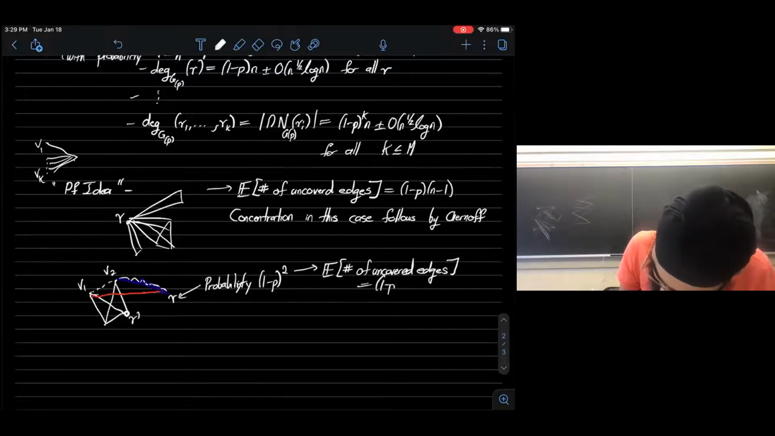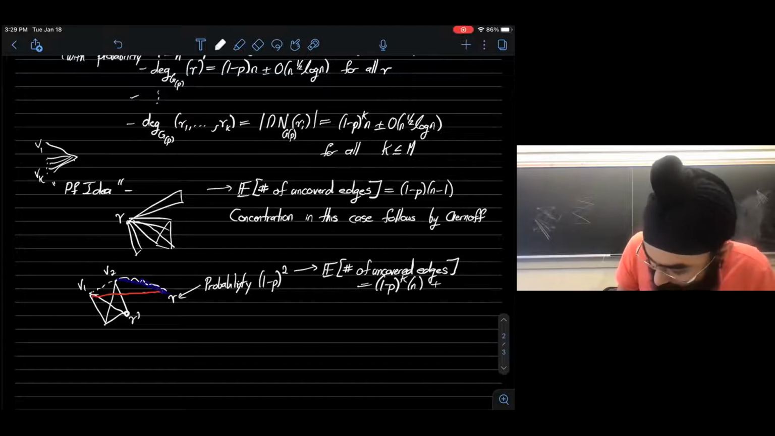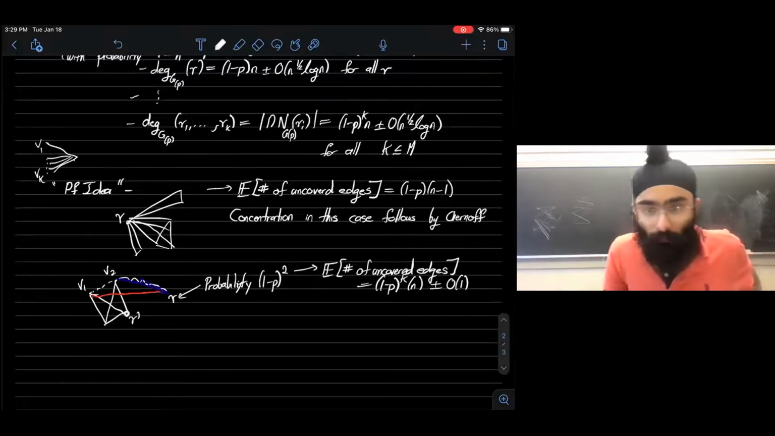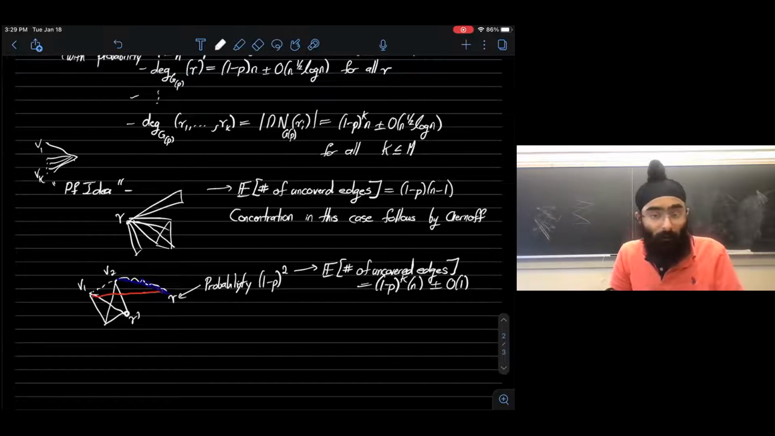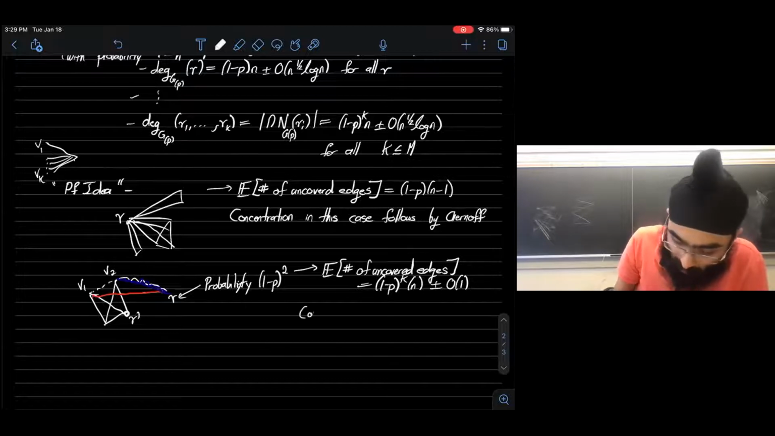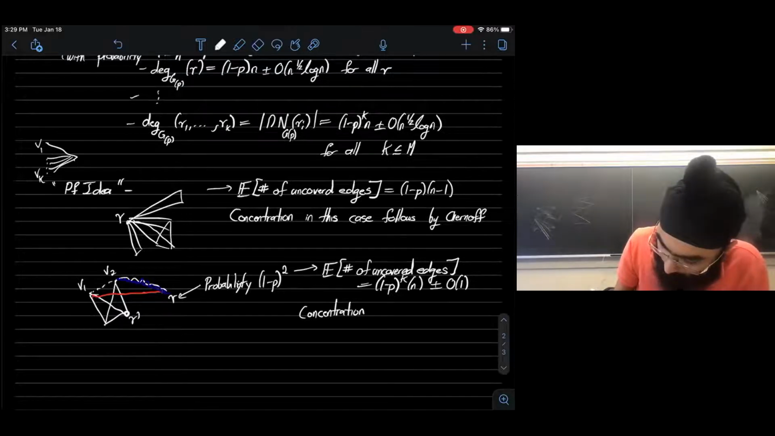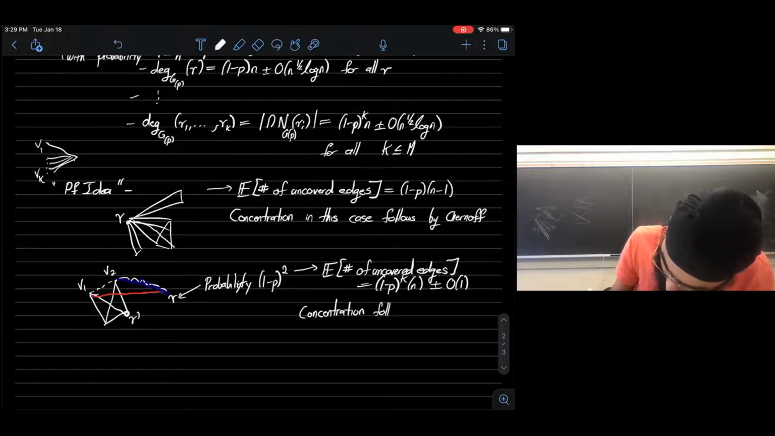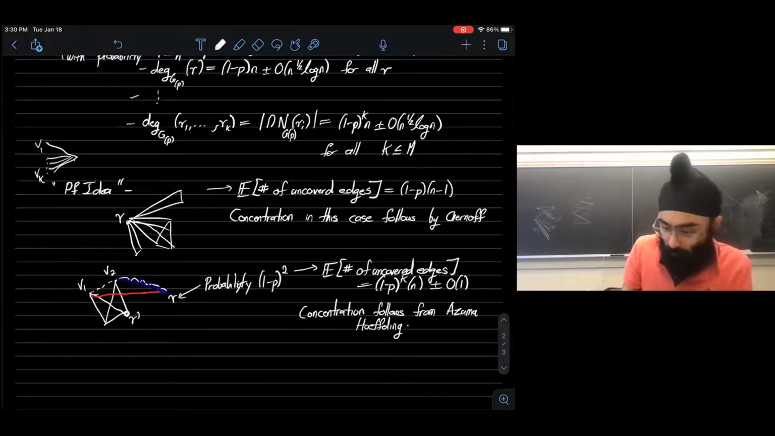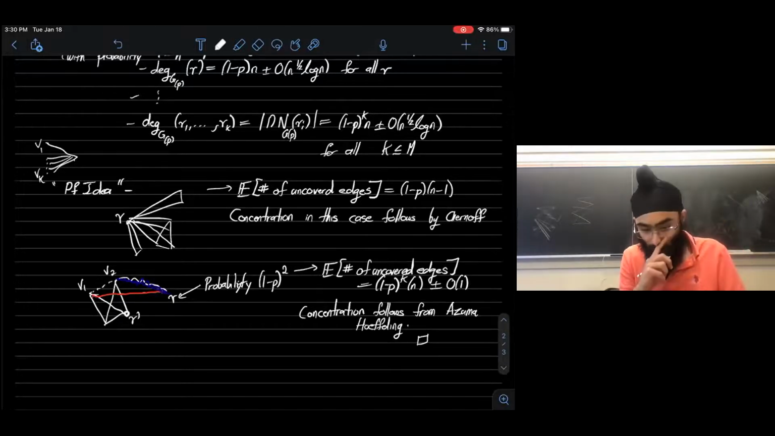Well, it's what you expect, (1 - p)^k times n plus some O(1) error. And the O(1) error is handled by our error term above. And concentration in this case follows from Azuma-Hoeffding, or if you're maybe careful, maybe you can use Chernoff. So that completes the proof of the key lemma.